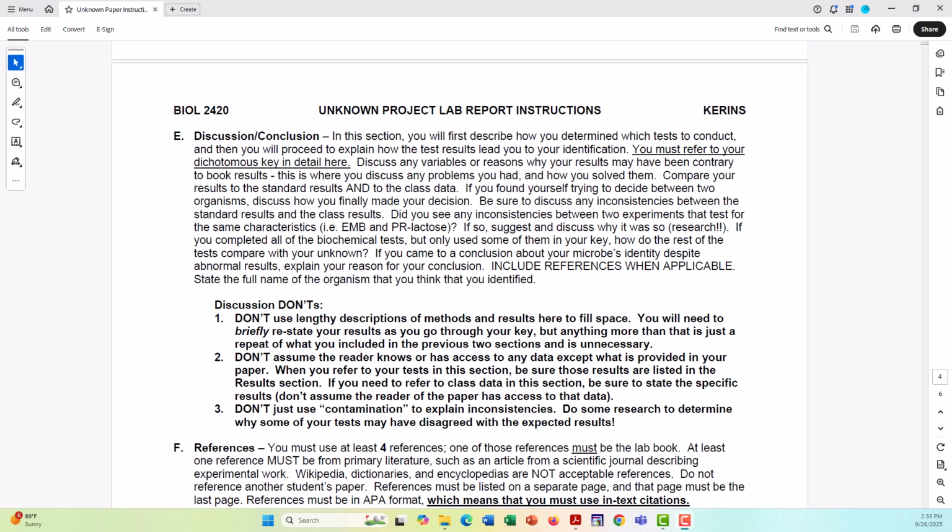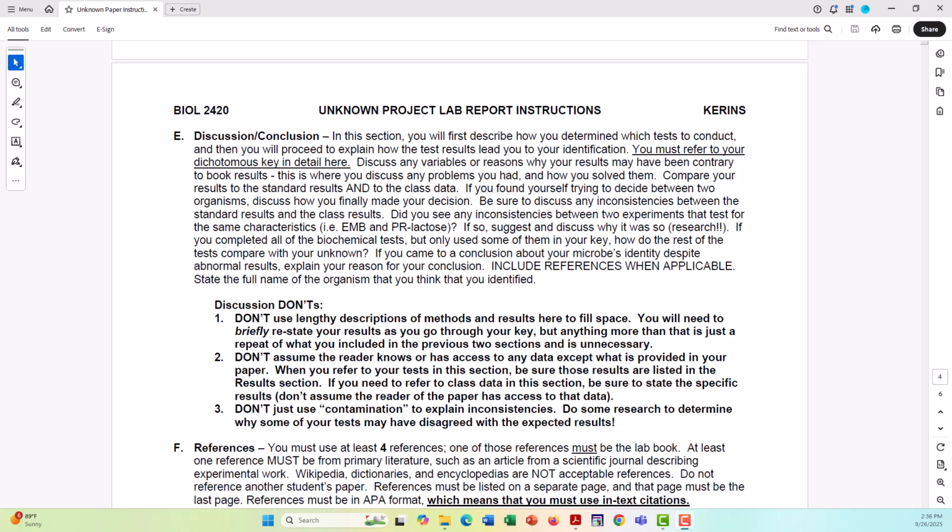Other things that you can discuss here, and should discuss if it's applicable: any variables in your results or reasons why your results may not match what is in the book. This is where you can discuss any problems you had during the experimental process and how you solved them. You want to compare your results to both the standard results that are in the book and to the class data, and then discuss any discrepancies there. So mention any discrepancies, and then you need to investigate why there were discrepancies in those results.